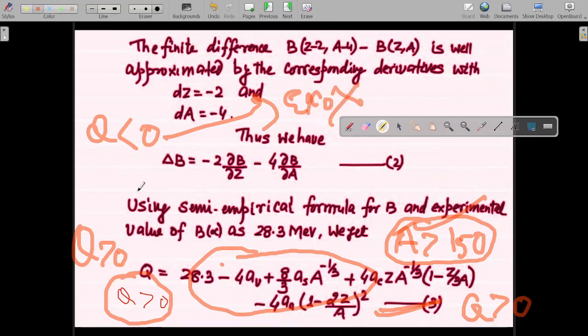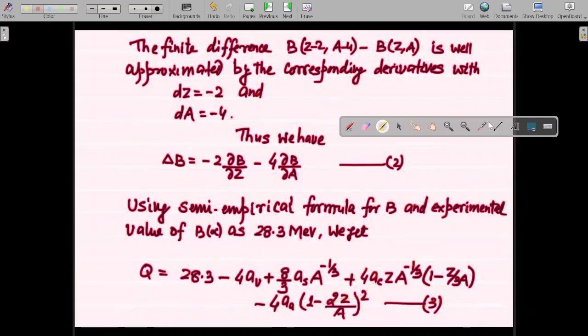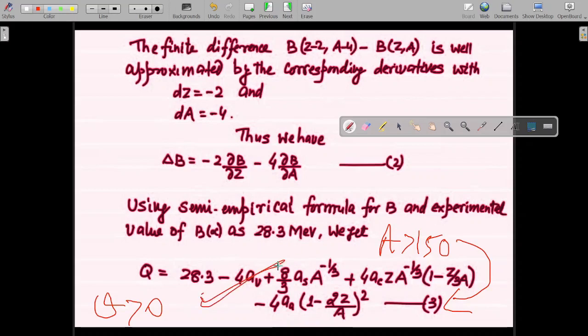So in order for the process to be exothermic, Q must be greater than 0. Only then will the process happen, because the energy will be reduced in the process. That's why the Q value must be greater than 0. The Q value comes out to be greater than 0 only when you put the value of A greater than 150 in this particular equation 3. Otherwise it does not.